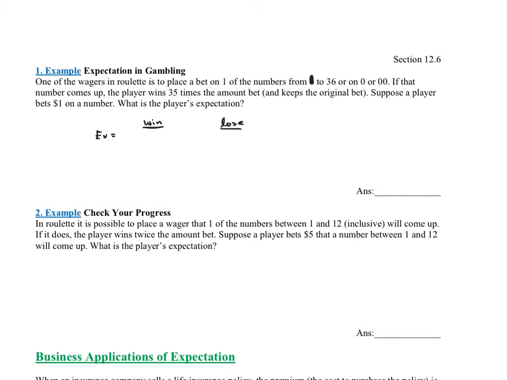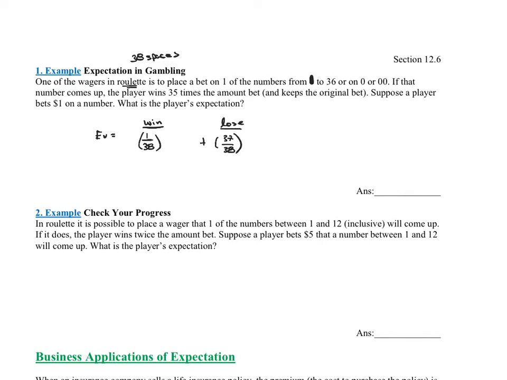Well, if you remember, on a roulette wheel, there's 38 spaces. The 38 spaces are the numbers 1 through 36. Then you have a 0 and a 00. So the probability of winning would then be 1 over 38. If that's the probability of winning, then the probability of losing has to be 37 over 38.